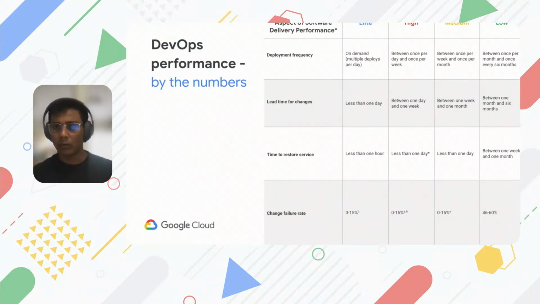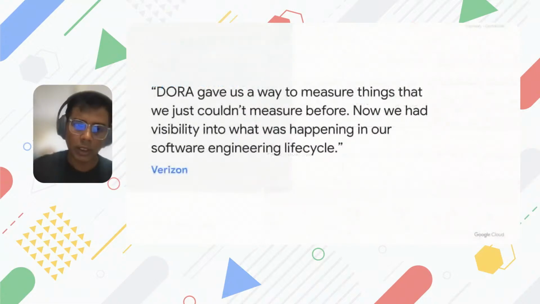This is available on the DORA website. I'm not going to go through this, but basically based on that, we can actually help you achieve on these 4 factors of deployment frequency, lead time for changes, time to restore your service, and constantly try to get you to that elite performer inside your organization.